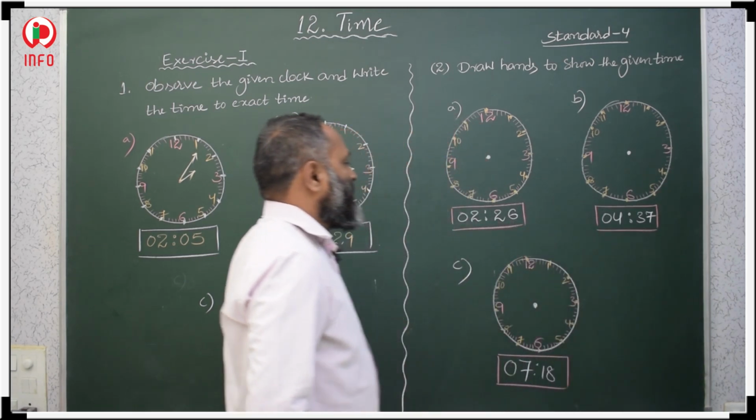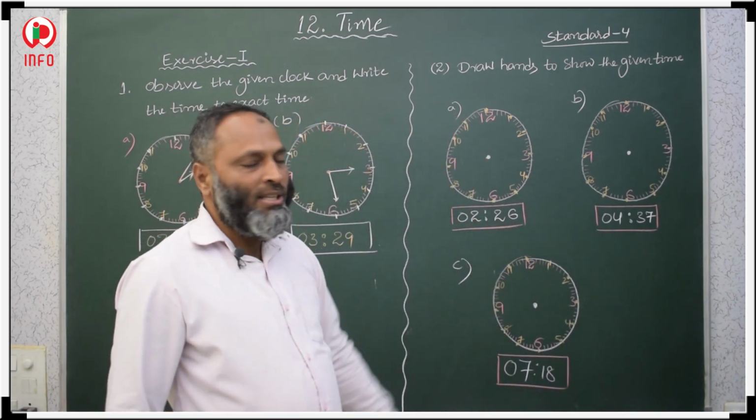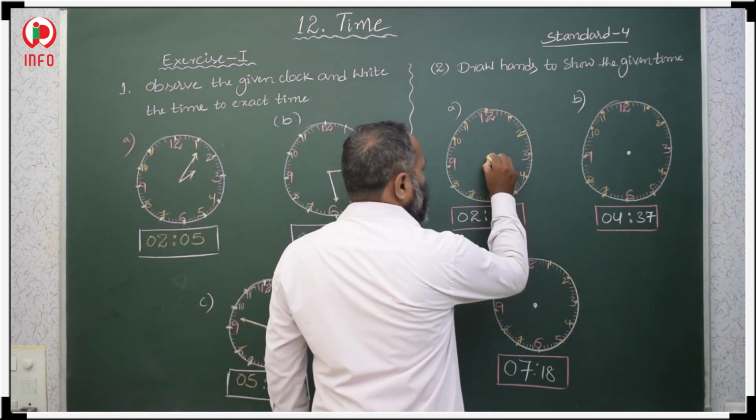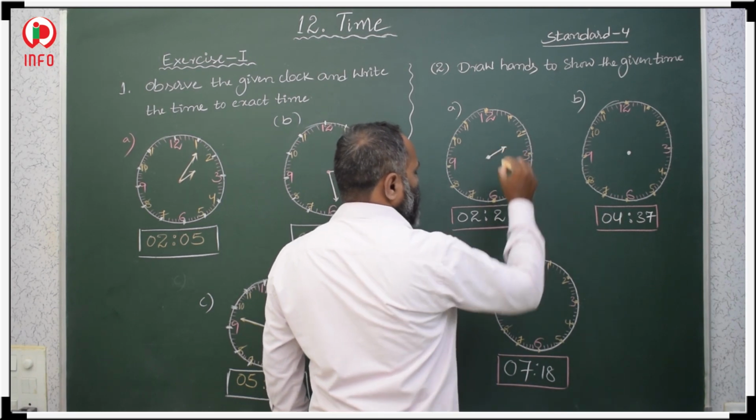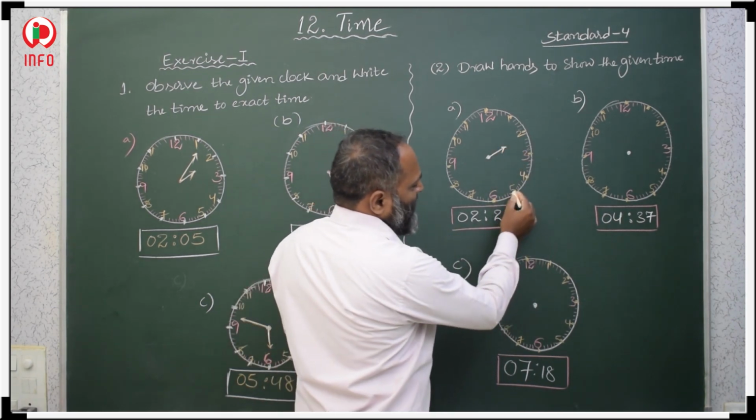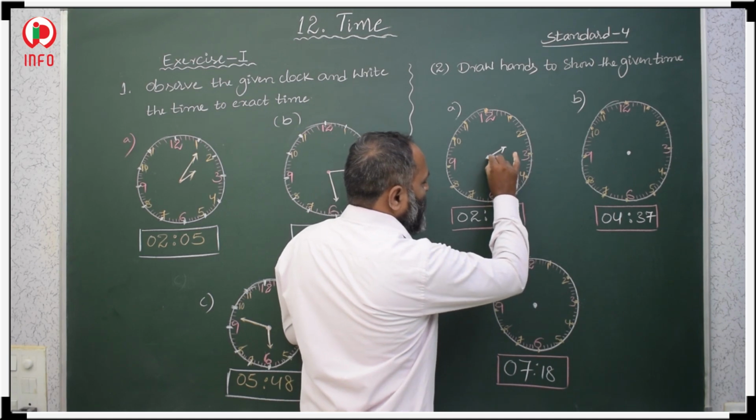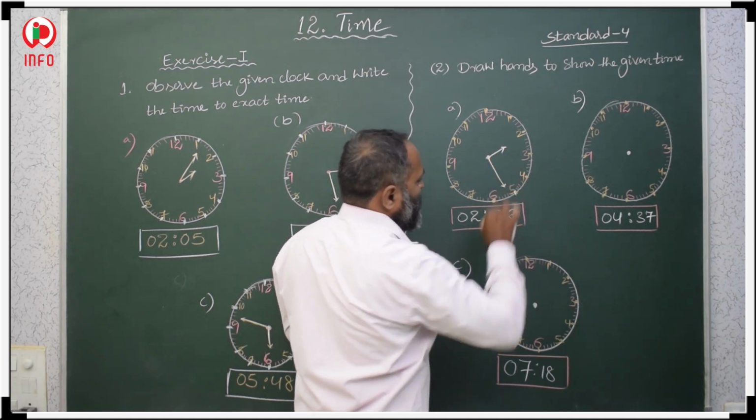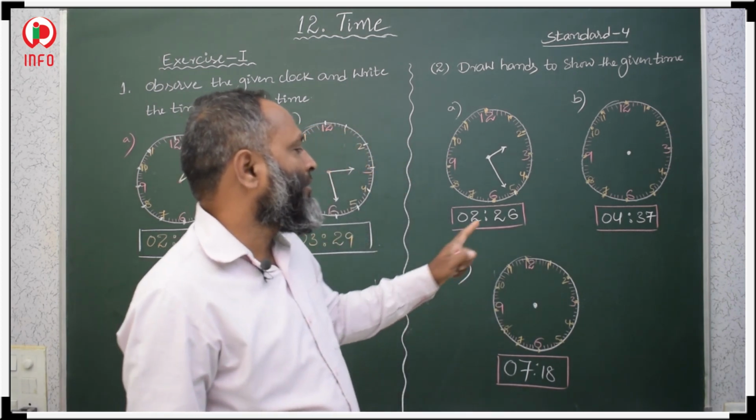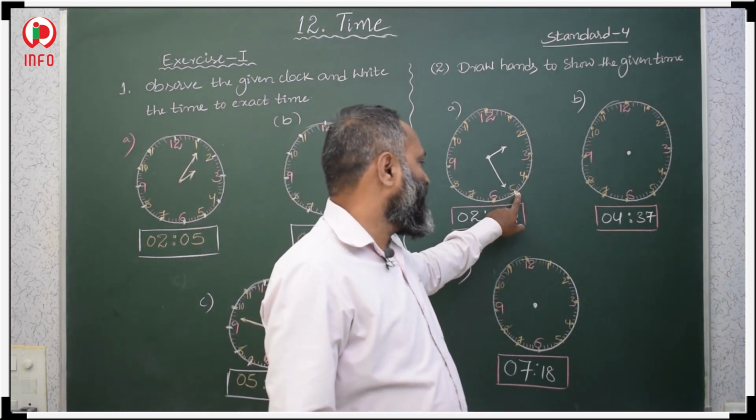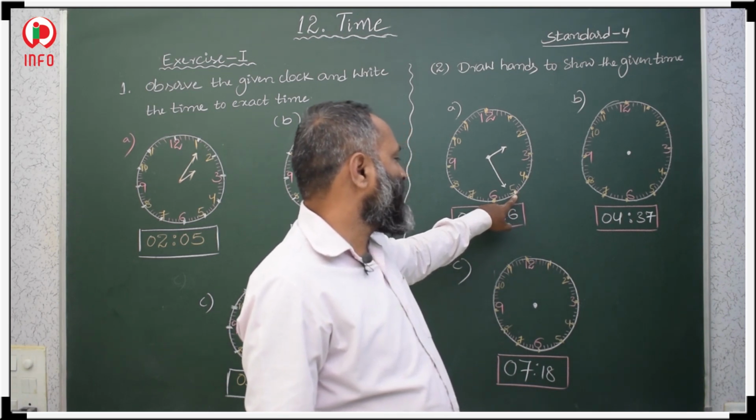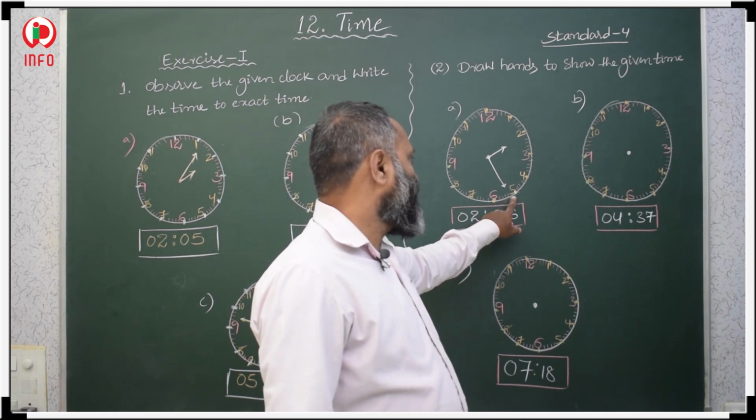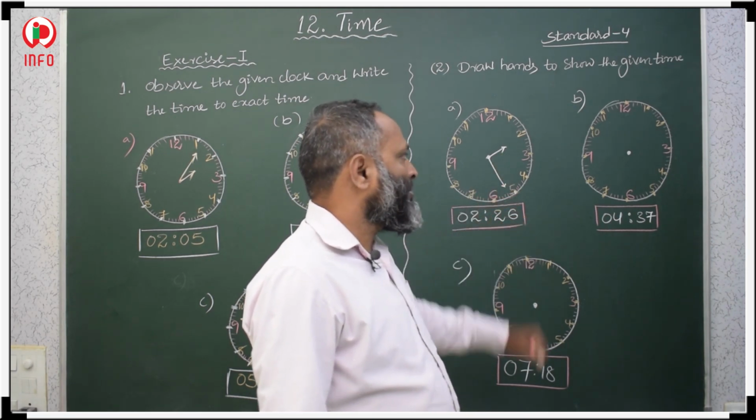Given time, how to represent? 2 hours 26 minutes. How many hours? 2 hours. The small hand is at 2. For 26 minutes: 5 fives are 25, and after that 1 more minute, 26. It is not exactly on 5. Exactly on 5 means it is 25, so for 26 we go 1 more minute forward. So that is 2 hours 26 minutes.